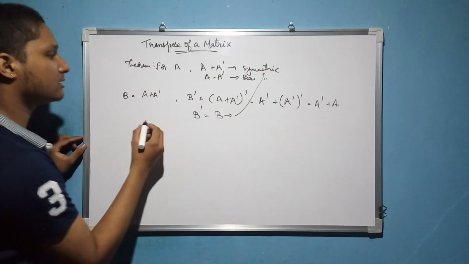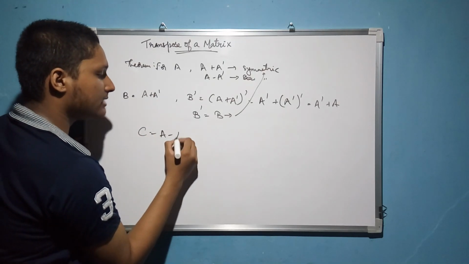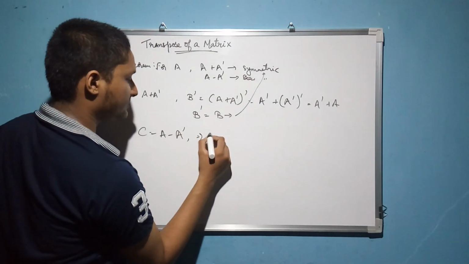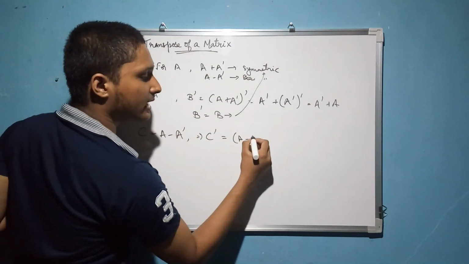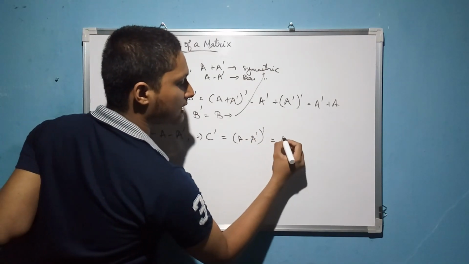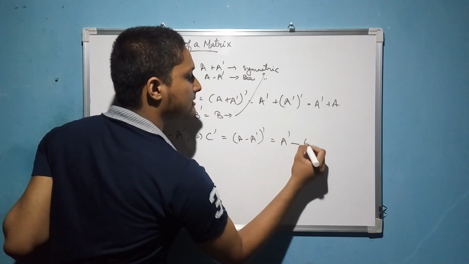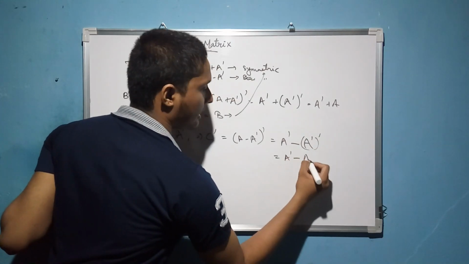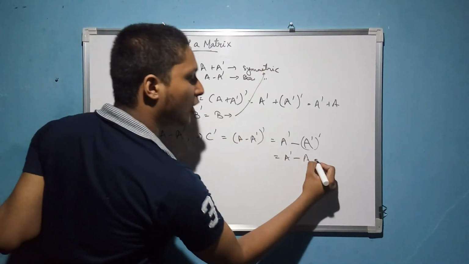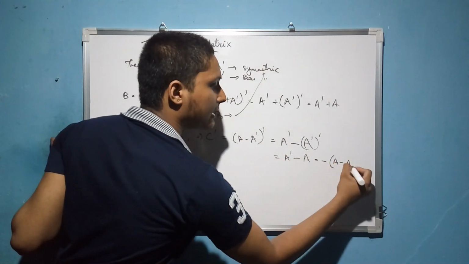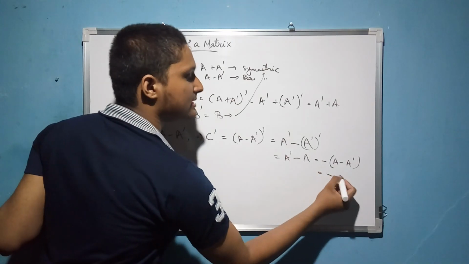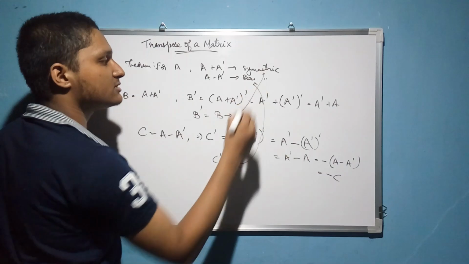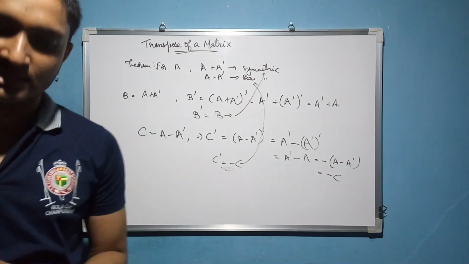It is going to be symmetric. So if you consider one more C, for which C is equal to A minus A transpose, then you can find out that C transpose is equal to (A minus A transpose) whole transpose, that becomes A transpose minus (A transpose) whole transpose, that is A transpose minus A. So you can write it in the form of minus of (A minus A transpose) or minus C. Therefore C transpose becomes minus C. Therefore it is going to be skew symmetric in this case. Okay, this is the first theorem.